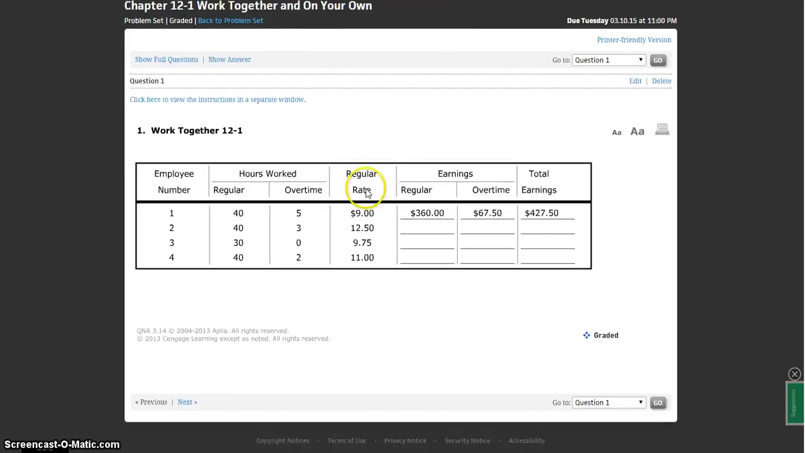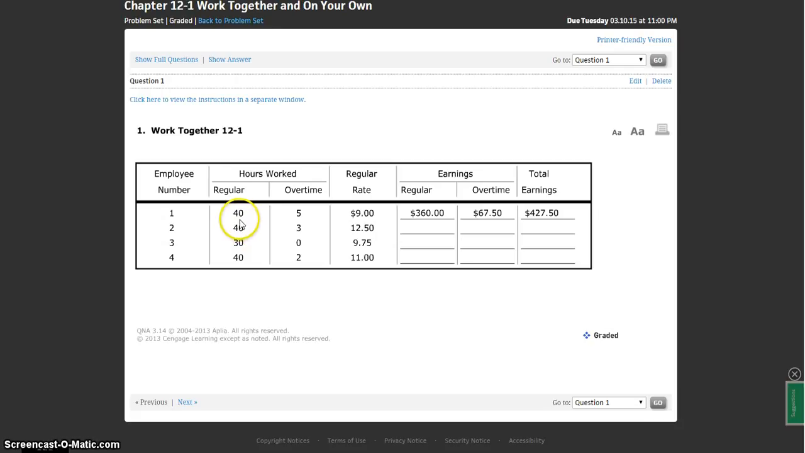So here we go. We have 4 employees to figure out. Here's the employee number. We have their regular hours worked, any overtime worked, and the regular rate of pay. The only thing they don't have is a column here for the overtime rate, so we have to kind of figure that out on our calculator. So the first one I've done already.